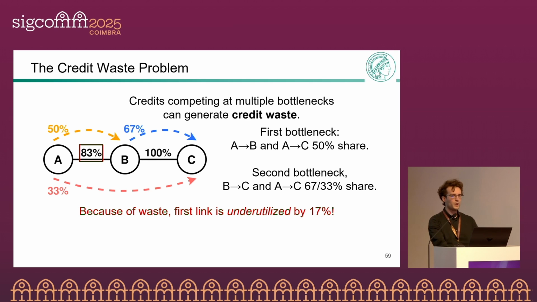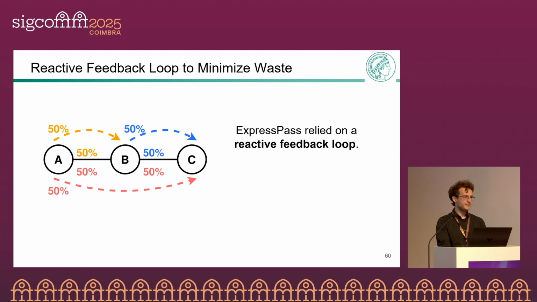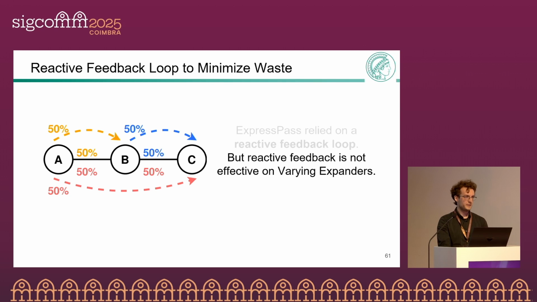And this is quite a common problem in credit-based transport. So previously, ExpressPass dealt with this problem by having these credit flows converge to a fair credit sending rate using a reactive feedback loop, which also minimized credit waste, as in the figure. The problem is that, as we stated earlier, a reactive feedback loop is most ineffective on a changing topology. And so this type of convergence is mostly out of the question. We need a different strategy.